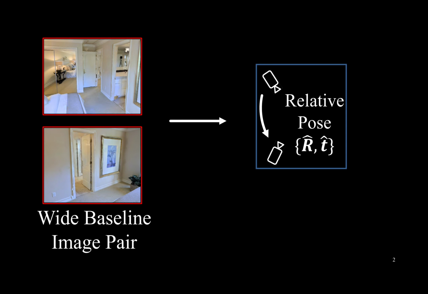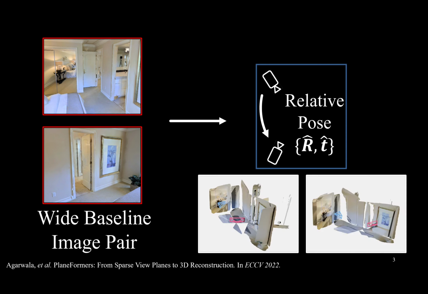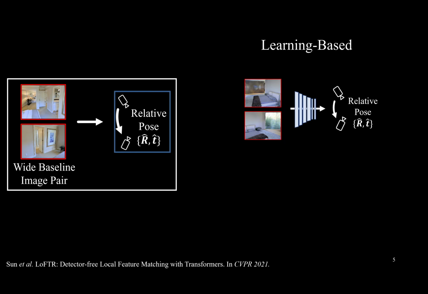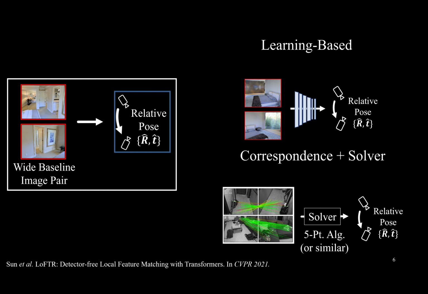The goal of this work is to take a wide baseline image pair and predict 6 degree of freedom relative pose, meaning rotation and translation, including scale. Accurately modeling camera pose between images enables downstream tasks such as 3D reconstruction. Prior work typically takes one of two approaches: learning to directly predict pose, or detecting correspondences and using a solver to estimate the essential matrix from which pose can be recovered.